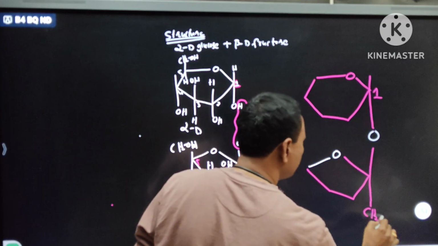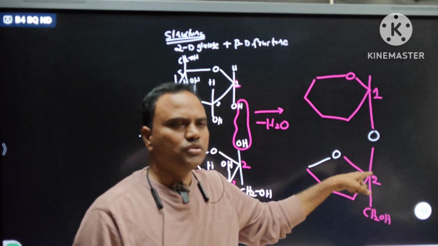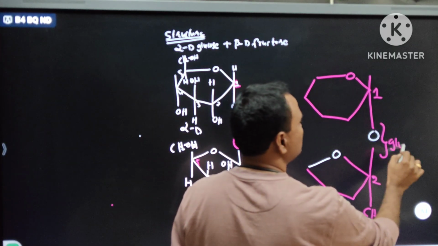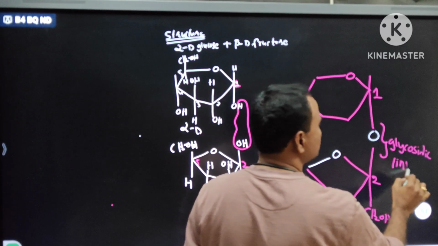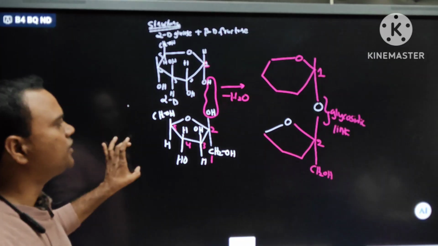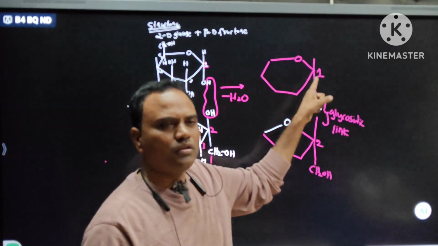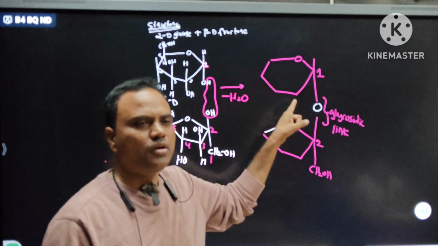Here CH2OH. The link through oxygen is called a glycosidic link. You know, in biology the glycosidic link will come. Where is this link forming? Between C1 and C2. C1 of which form?